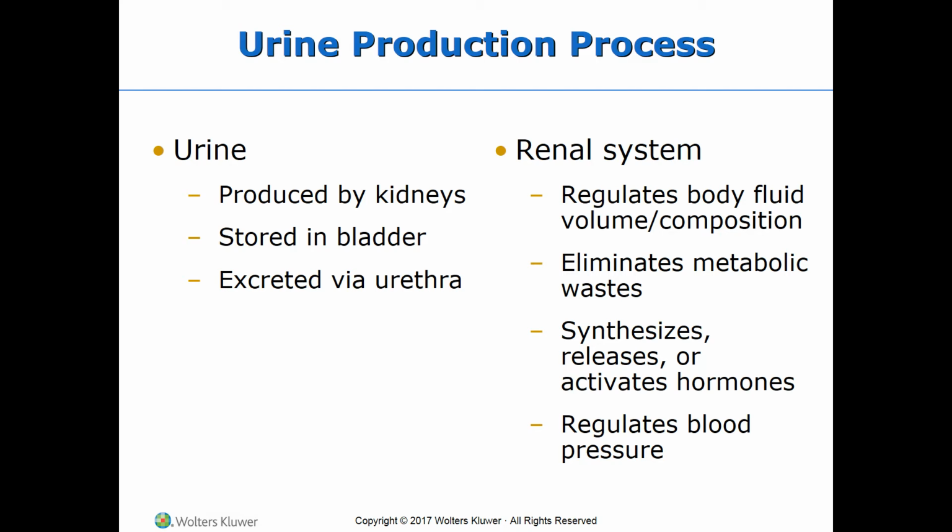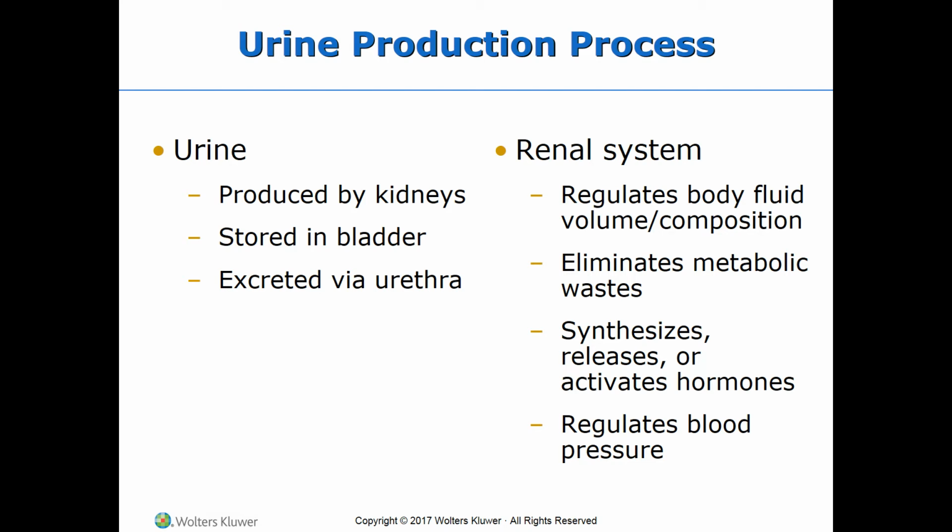One of the systems used for eliminating wastes is the urinary system. Within the urinary system, we have the urine, which is the fluid produced by the kidney. This fluid, of course, is stored in the urinary bladder and is excreted by the urethra. One of the functions of the renal system will be to regulate the volume in our body, and also to regulate the composition in terms of how many electrolytes we keep and how many we get rid of, and eliminate wastes like nitrogenous wastes such as urea, uric acid, etc.